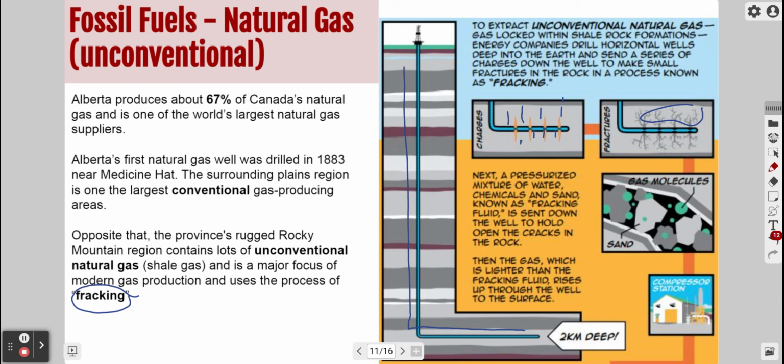And I'll let you watch the video that's on the next slide, but there's a lot of controversy around it and the fact that it may be causing earthquakes to be happening in localized areas from this fracking.